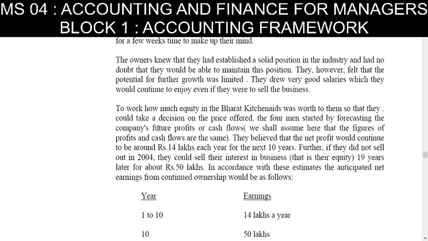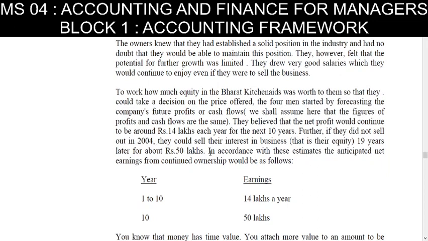They have started forecasting the company's future profits or cash flows. They believed that the net profit would continue to be around 14 lakh each year for the next 10 years. Means they assumed that every year they are going to earn a net profit of 14 lakh for the next 10 years. Further, if they did not sell out in 2004, they could sell their interest in the business, that is, they can sell their equity 10 years later at about 50 lakhs. Apart from this 14 lakhs every year, they also expected they can sell their business for 50 lakh rupees. Their 32 lakh investment can be sold at 50 lakh rupees after 10 years.